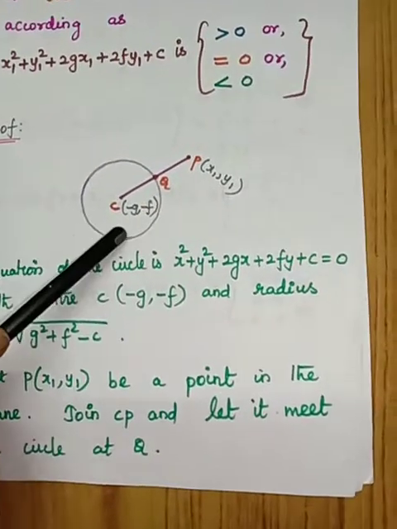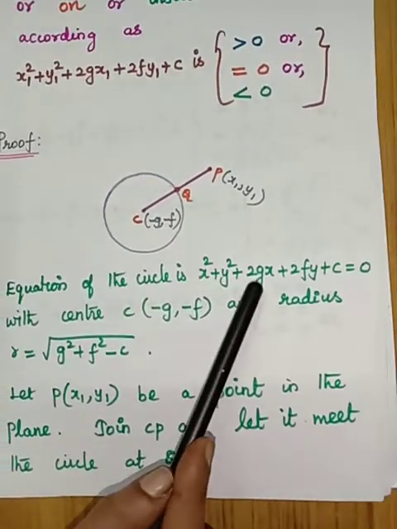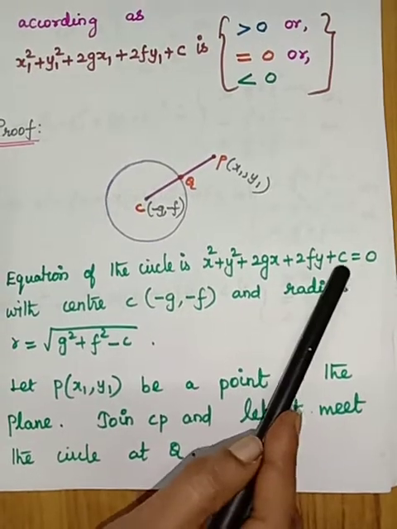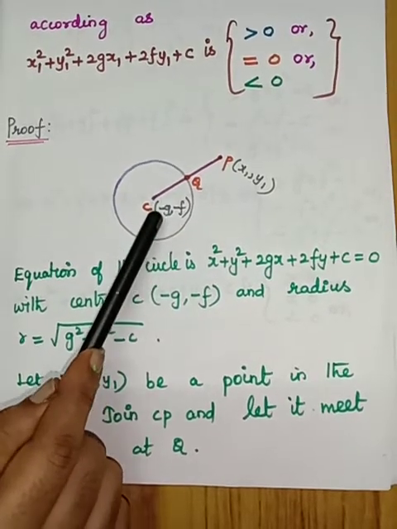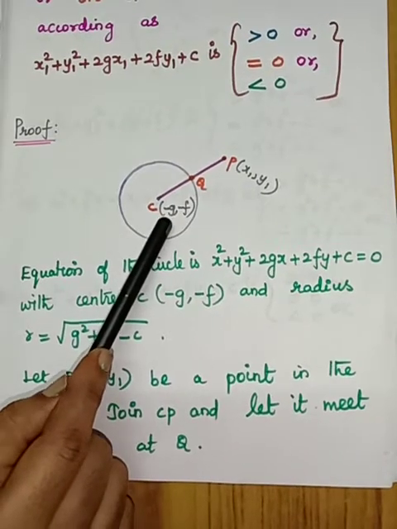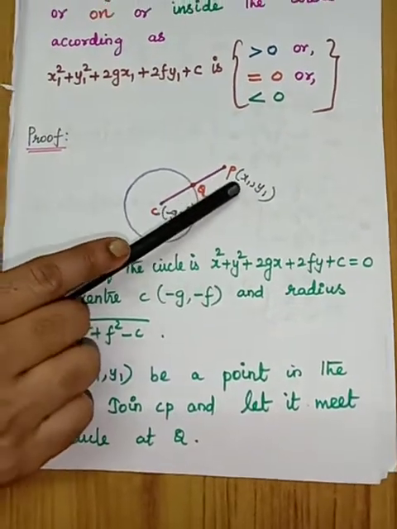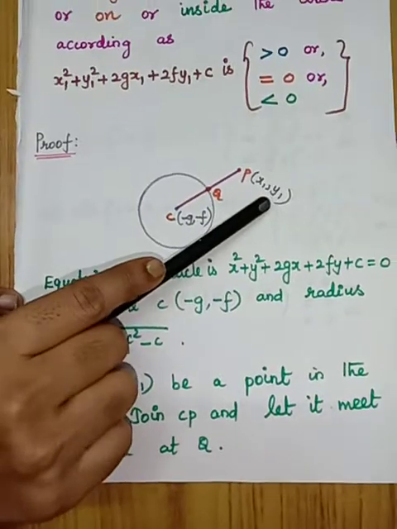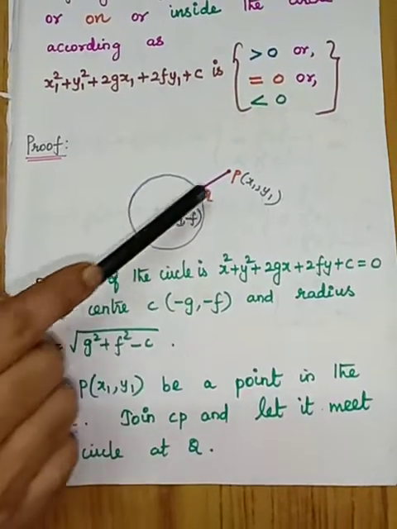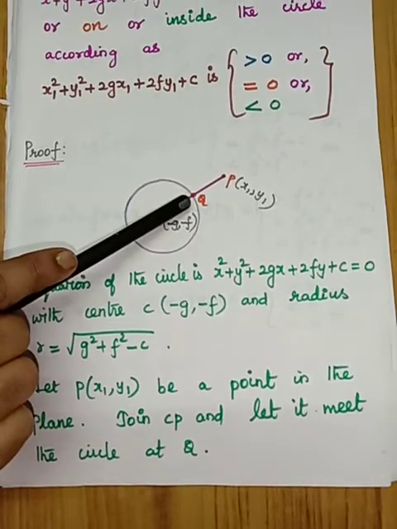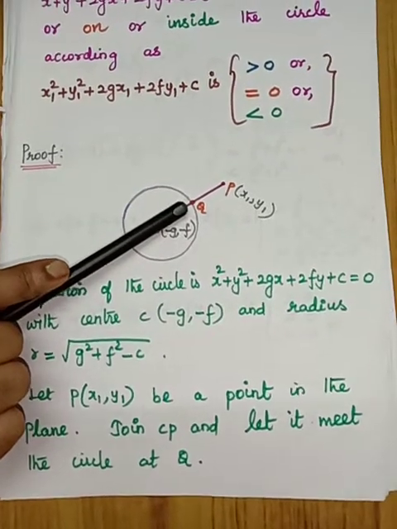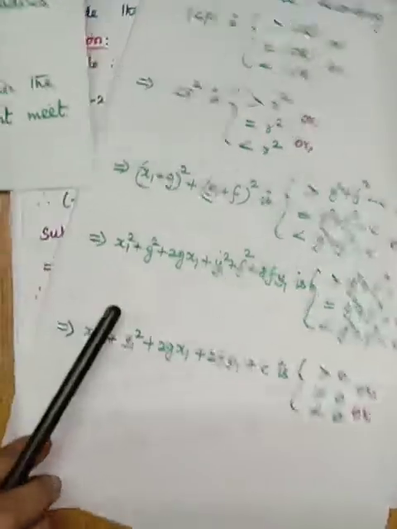So I have taken the circle whose equation is x squared plus y squared plus 2gx plus 2fy plus c is equal to 0, whose center is (-g, -f). We have seen this in the previous class. I'll consider the point P(x1, y1). Now join CP. It will meet the circle at the point Q. Now, what are we going to find?